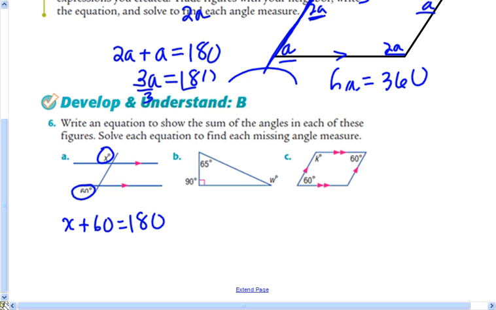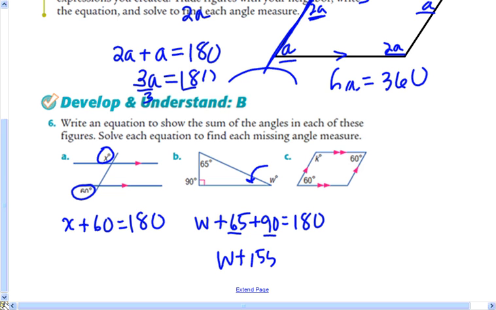And the next one, we have a triangle. And I think this W is supposed to be inside there, right there. So in a triangle, if we add the three angles up, we're going to get 180 degrees. So W plus 65 plus 90 equals 180 degrees. Simplify that, you've got like terms there. So you get W plus 155 equals 180. Just subtract 155 from both sides to get the answer.